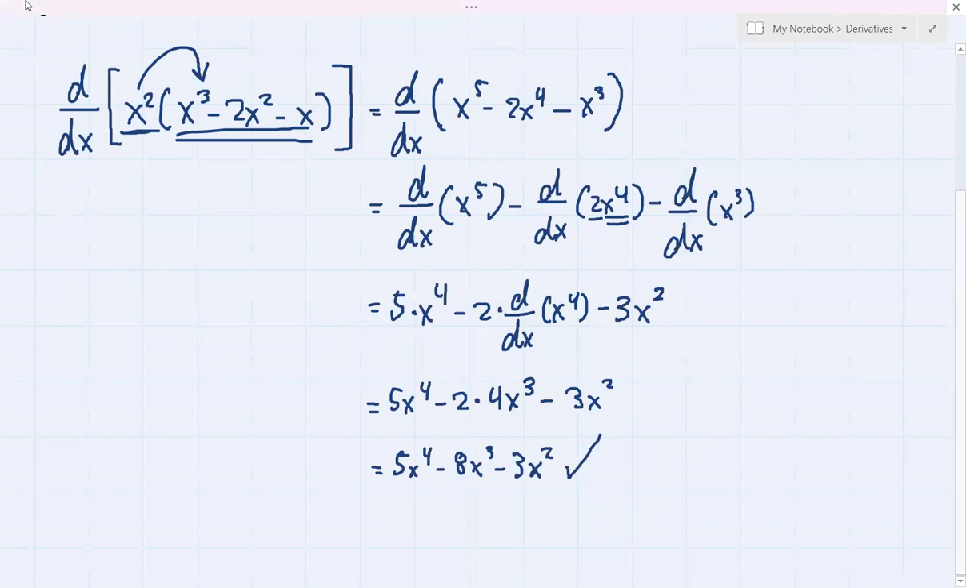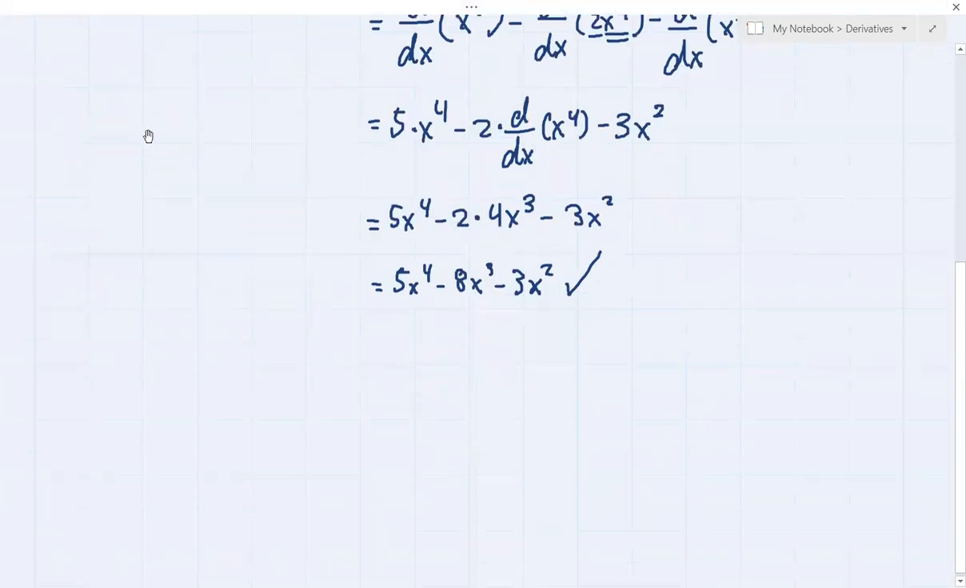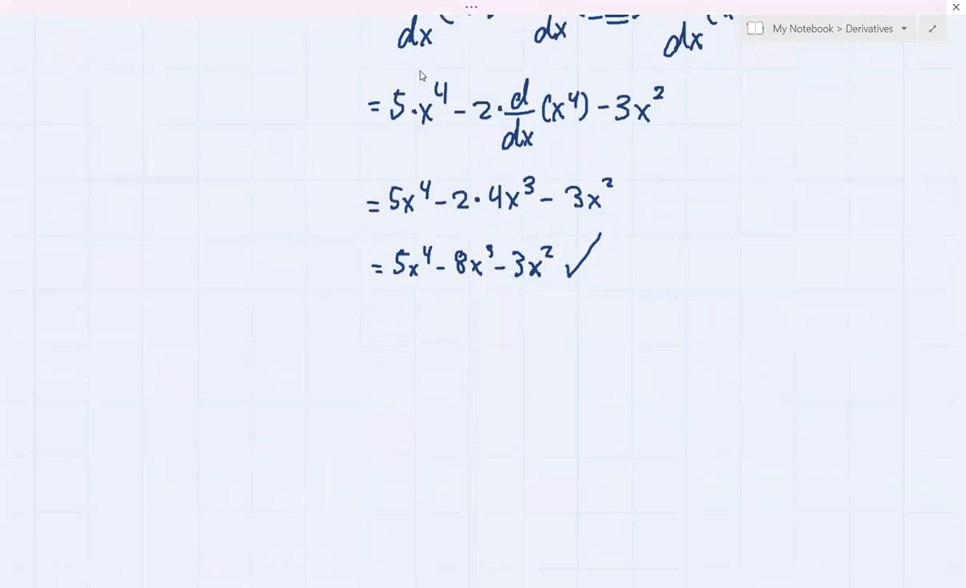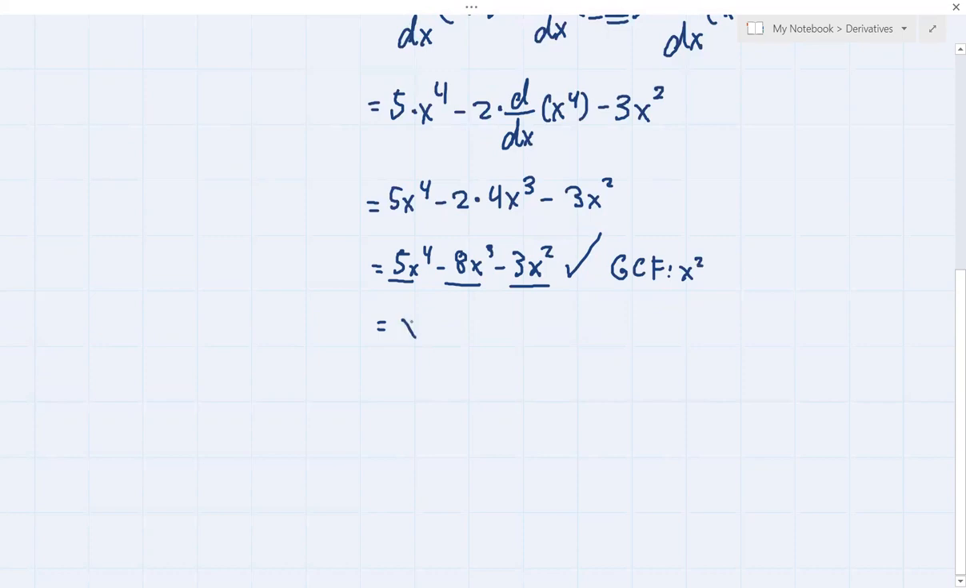Or pwede pa natin itong simplify. Okay? We can simplify this one. Ito, si 5x raised to 4, si negative 8x cubed at negative 3x squared, all of them are divisible by x squared. Kumbaga, yung greatest common factor nilang tatlo ay x squared. So, ang mangyari dyan is we will factor out the x squared. So, magiging x squared times quantity 5x raised to 2 minus 8x minus 3.